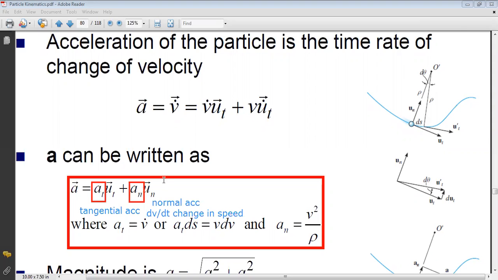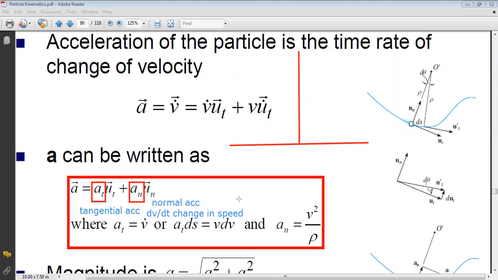However, why do we have an here? We have an due to the change in direction. If you don't have change in direction, an will be 0. Why? Because if you don't have change in direction, then you move on a straight line. And for a straight line, what is the radius of curvature? The radius of curvature for a straight line is infinity. So if you replace it in v square over rho, for a straight line rho is infinity, and an will be 0. So we only have an due to change in direction, due to the curvature of our path.